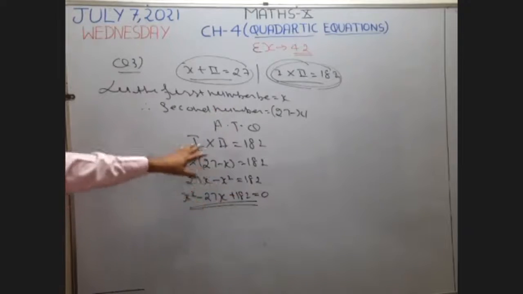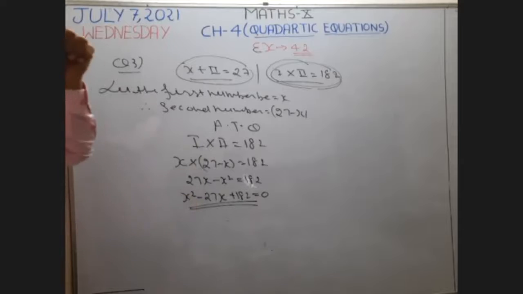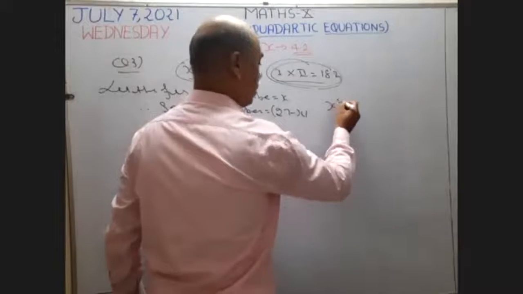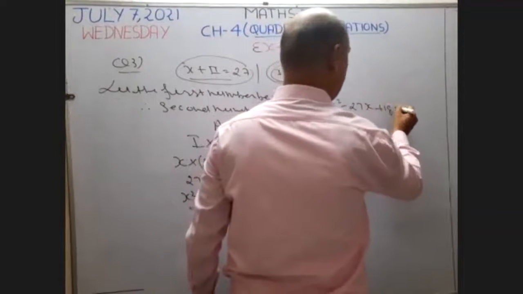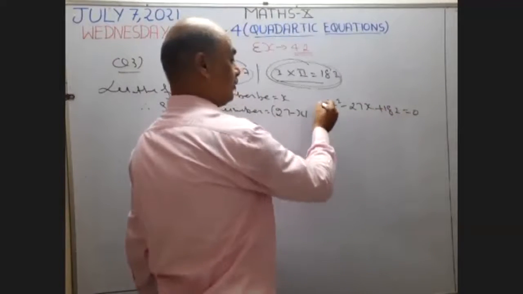Now, what is the next step? We have to make the factors of this equation. Okay. Now we're going to make the factors of this equation. I write here x square minus 27x plus 182. What is the method? I'm going to multiply first and last term.